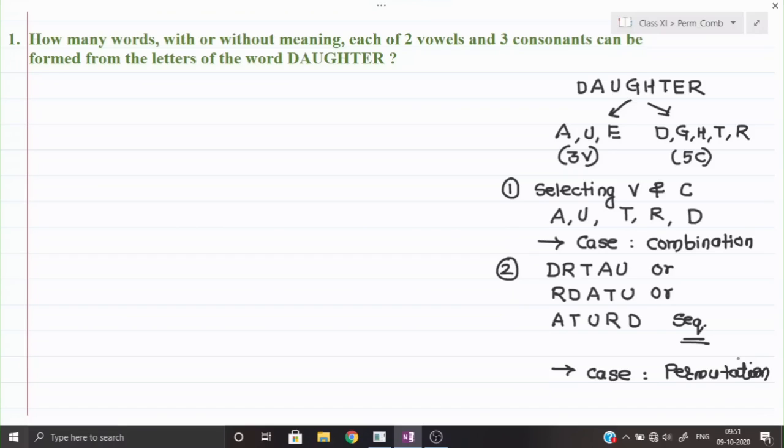You can also see this practically. When you are selecting some letters from the given word, first of all you do the selection, thinking which letters you are going to take. Then with the help of those letters you form different words. With the same letters you can form different words, so the method of permutation will work there.